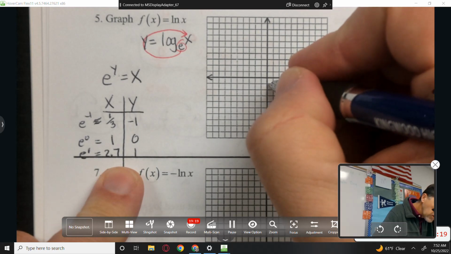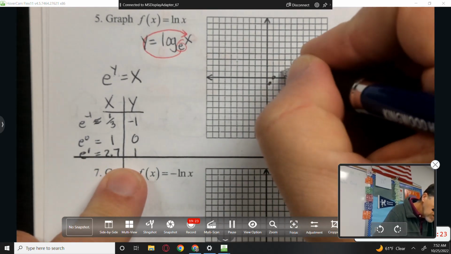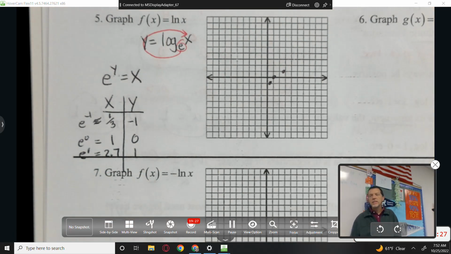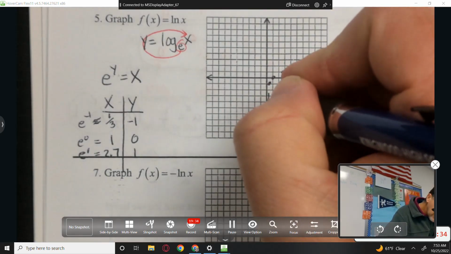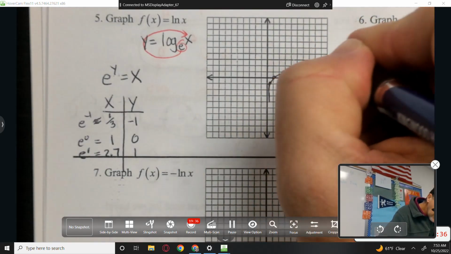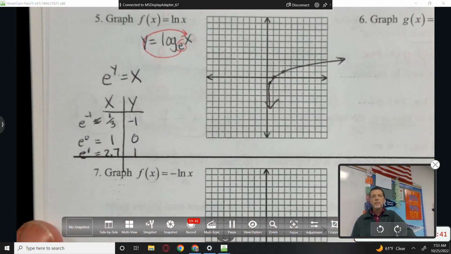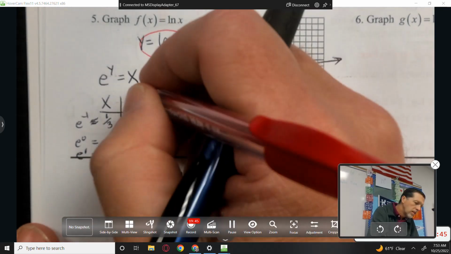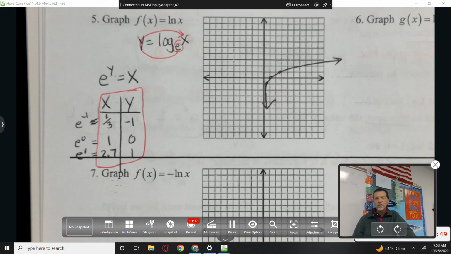So (1/3, -1), (1, 0), (2.7, 1). Not much of a graph there, but we've seen what the shape looks like. So we can sketch in the natural log graph. And again, there's sort of our parent function points for the natural log graph.